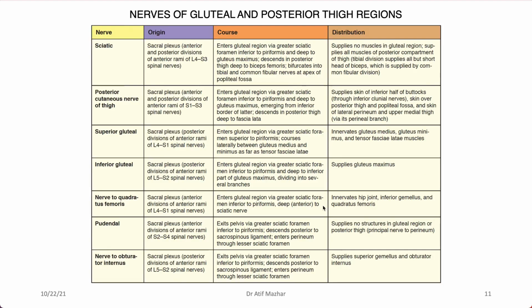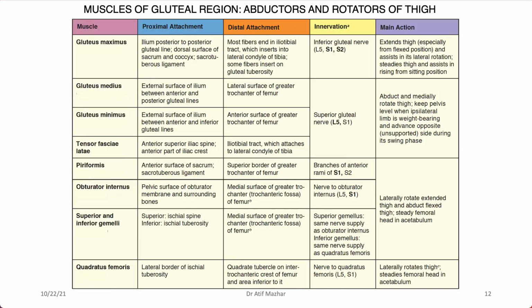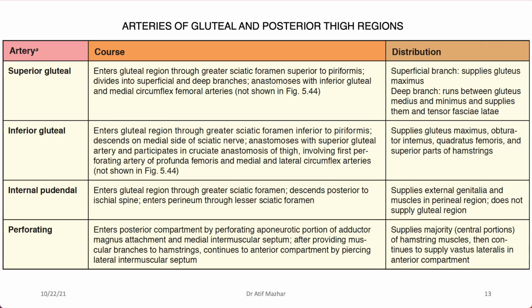Now this is the table. We talk about those nerves which are located in my posterior gluteal region, and also they are innervating the structures located in my posterior thigh. And then these are the muscles. We have talked about them. I have shown you all of them. And last but not the least, the arteries which are found in the gluteal region and the posterior thigh. All these tables have been taken from Moore's Anatomy.